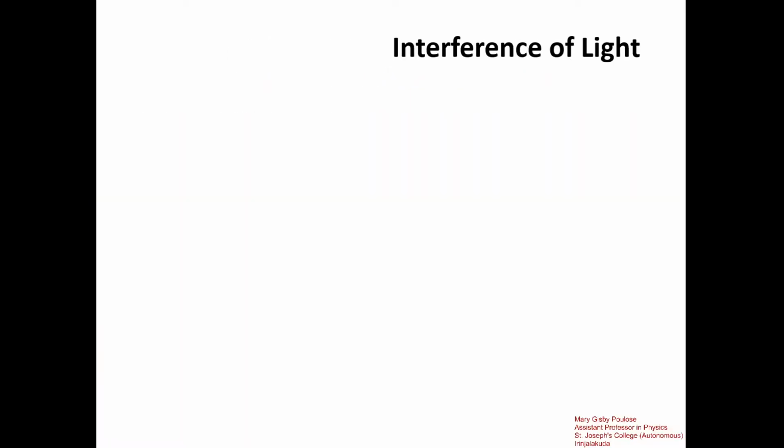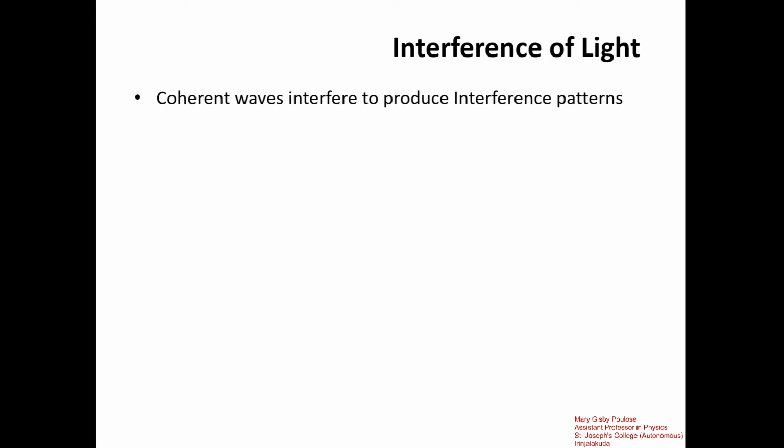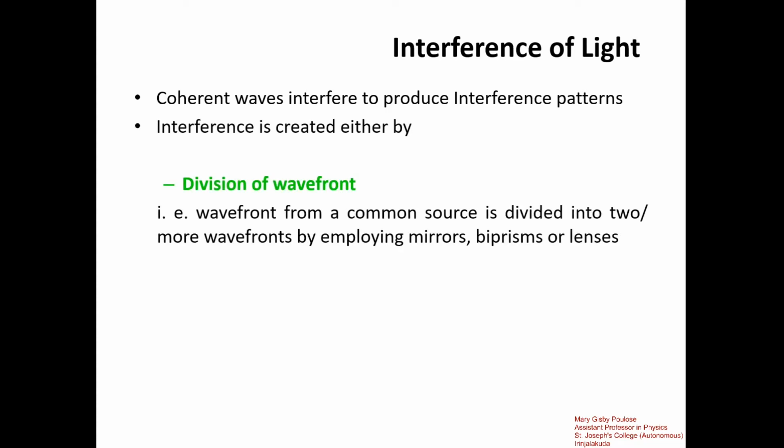Now, we know that to obtain an interference pattern, we need coherent waves to interfere to produce interference patterns. Now, this interference can be created by two techniques. It can be created by division of wavefront. In this, the wavefront from a common source is divided into two or more wavefronts by using mirrors or biprisms or lenses. So we have a common wavefront and that gets divided into two or more wavefronts.